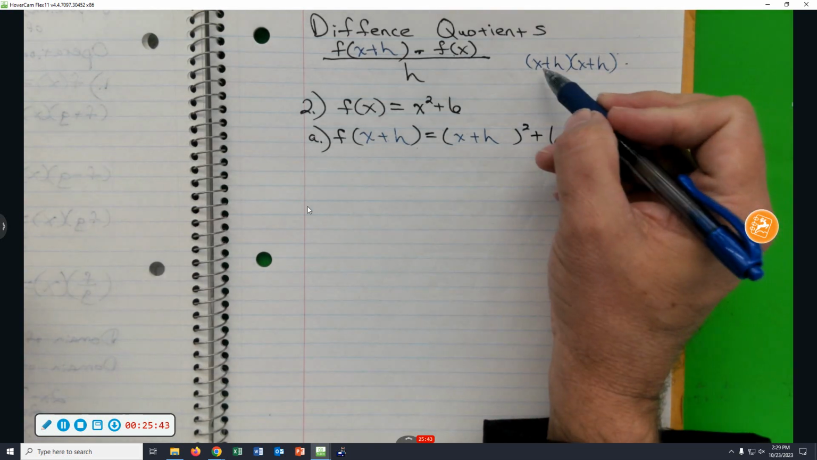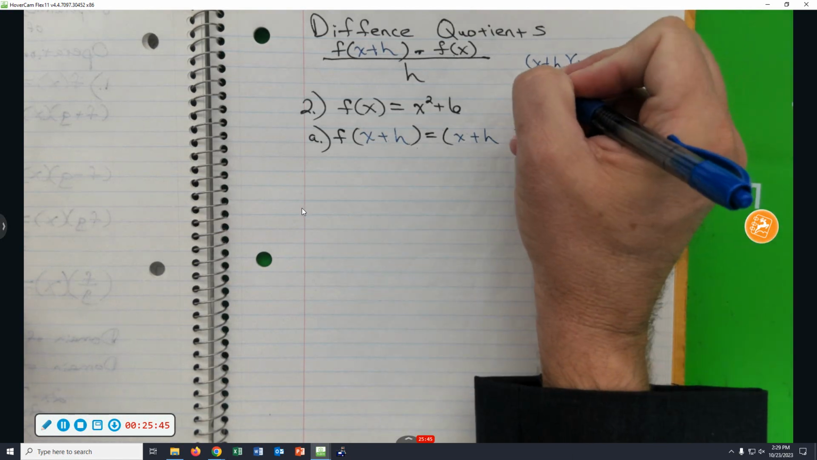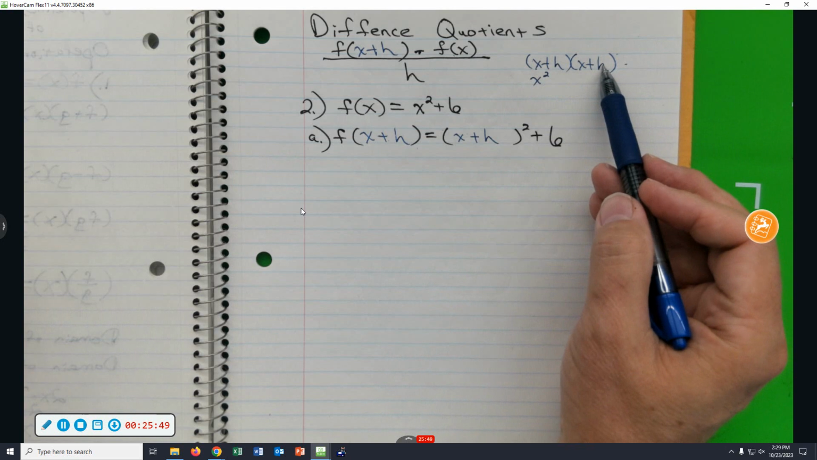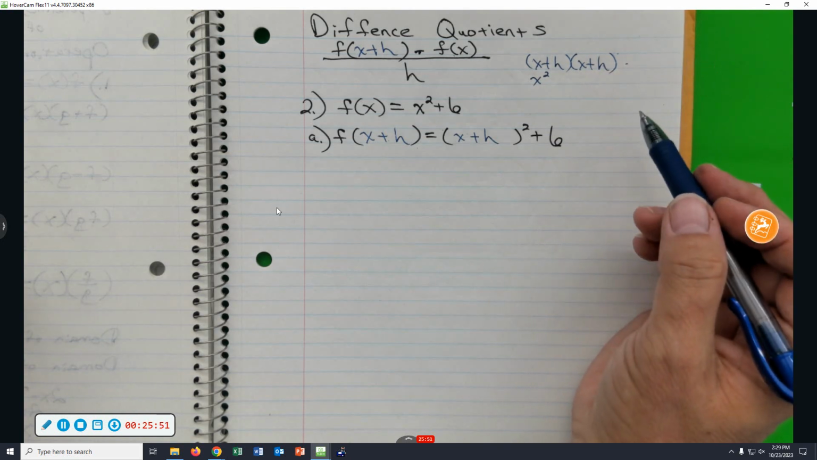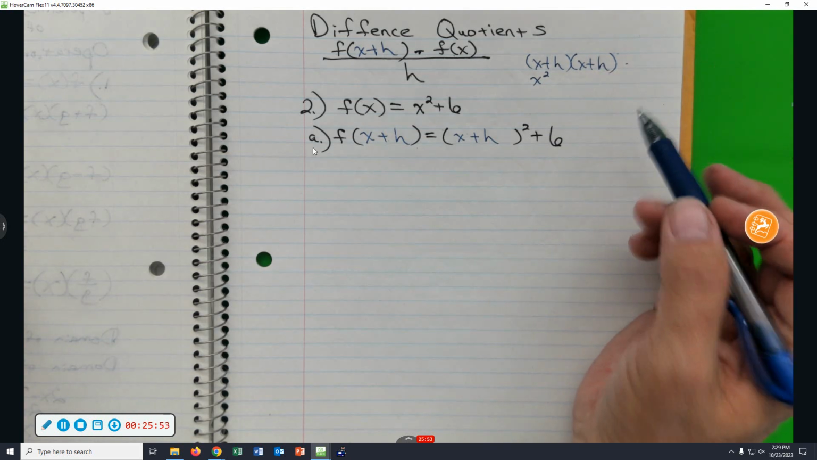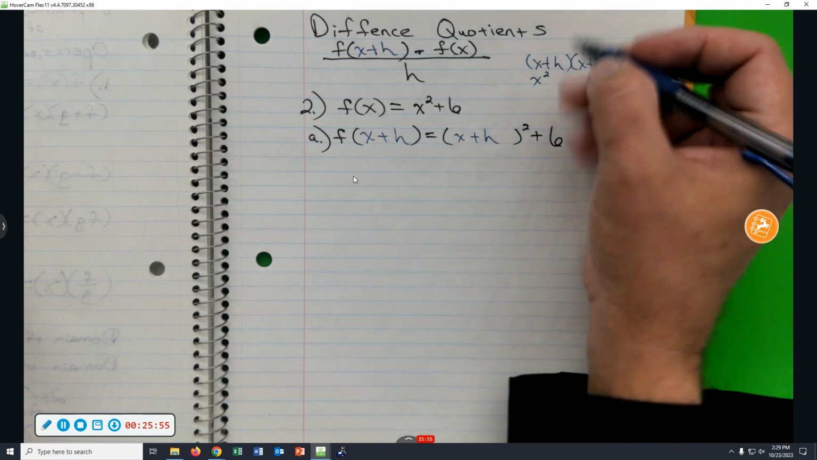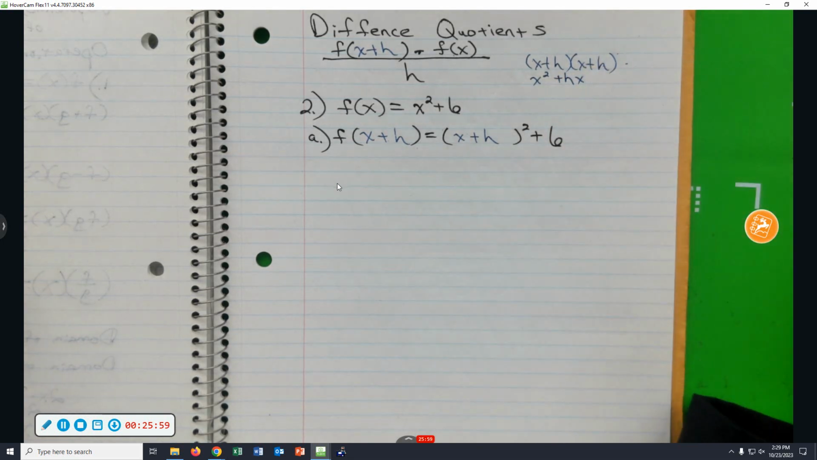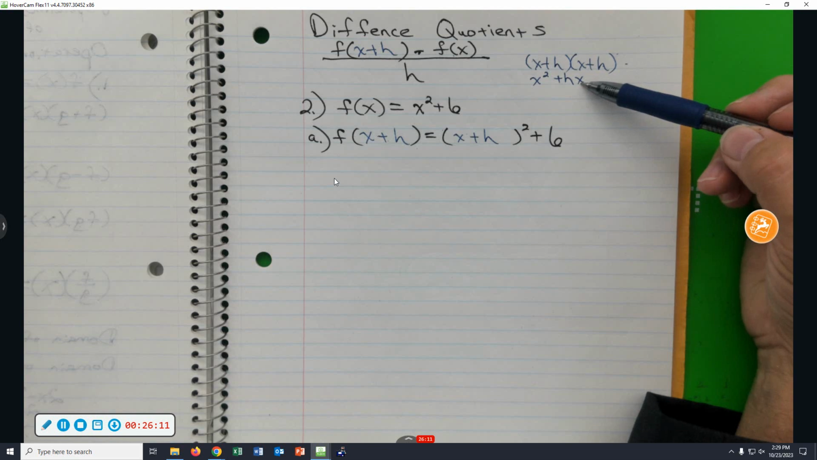So first, x times x is x squared. Outer, x times h. I'm going to write the letters in alphabetical order. So x times h, I'll write that as an hx. That'll make it easier to spot like terms. If you have a term with two different letters, write the letters in alphabetical order. x times h and h times x are the same thing, but you'll see why I wrote it as hx in a moment.